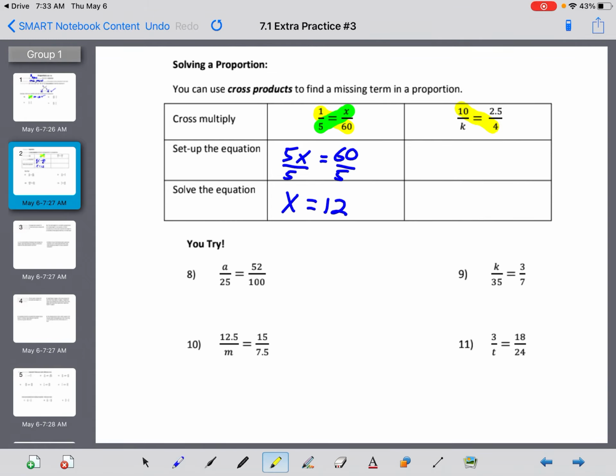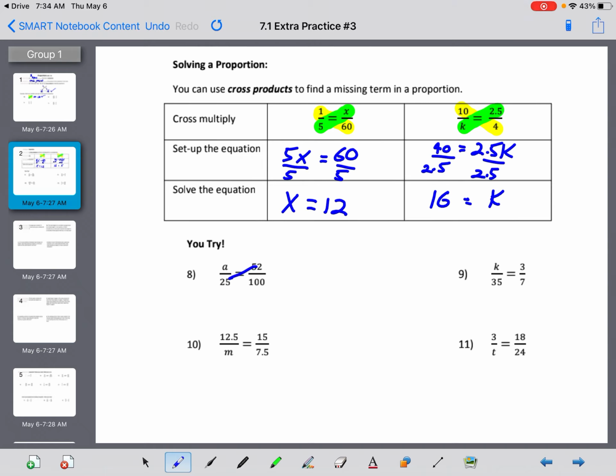So why don't you guys go ahead and cross multiply here. Well, actually, we'll do this example together. 10 times 4 is 40, and k times 2.5 is 2.5k. Divide both sides by 2.5, and we get k equals, and when you type in your calculator, 40 divided by 2.5, let's see what we get. 40 divided by 2.5 is 16.